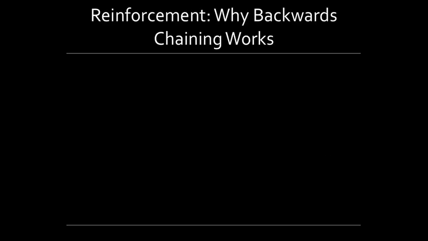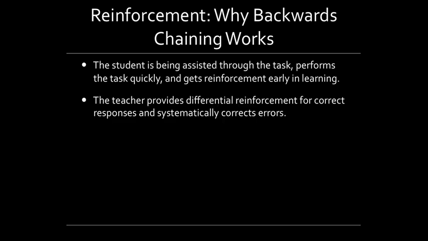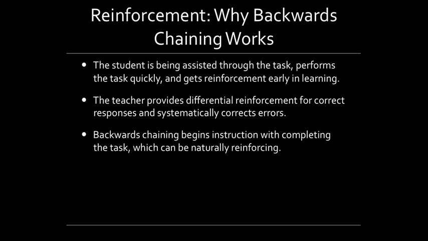Why backwards chaining works. The student is being assisted through the task, performs the task quickly, and gets reinforcement early in learning. The teacher provides differential reinforcement for correct responses and systematically corrects errors. Backwards chaining begins instruction with completing the task, which can be naturally reinforcing. The potential for behavior problems is limited.